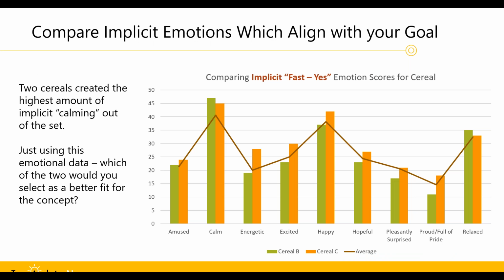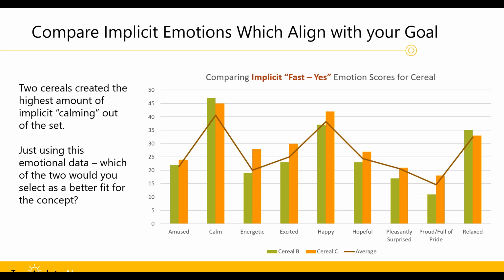If I then look at the data from this particular piece of research, there were 2 cereals that created a lot of calming. This cereal B and cereal C. Cereal B in green, cereal C in orange. And you can see that second bar there. There was a fairly high percentage of people, not huge, but a fairly high percentage of people that said that both of those products were calming. And that was higher than any of the other products in the research.